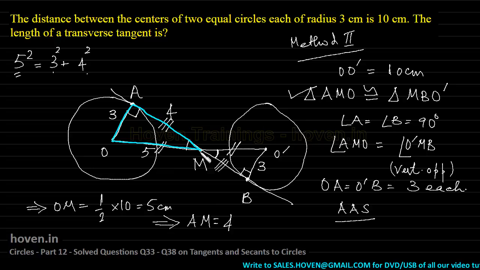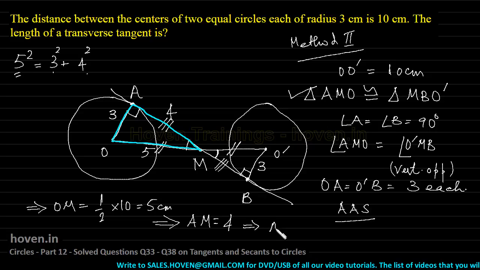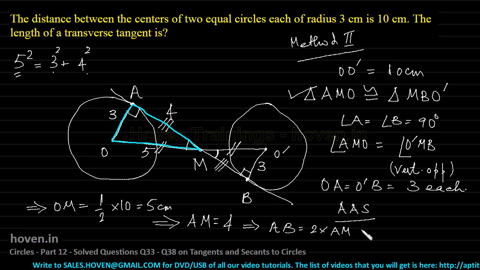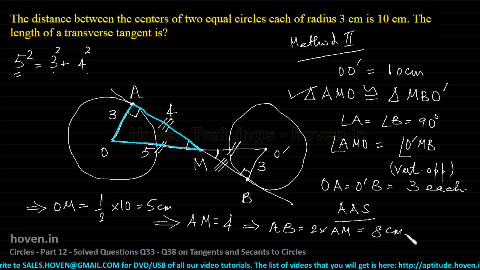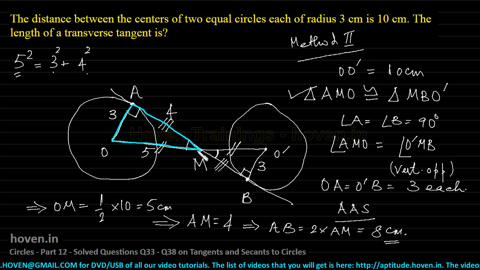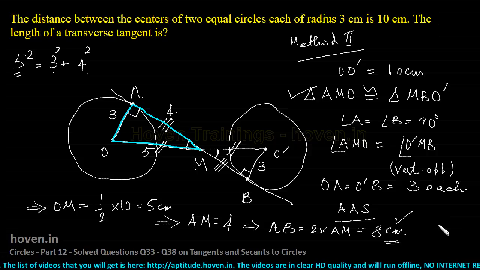But we do not require AM, we require AB. AB will be double this 4, which implies AB is 2 into 4 is equal to 8 centimeter. M is the midpoint of AB. So entire AB will be 2 times this part, that is 8 centimeter. By method 2 also, we have obtained the same answer.